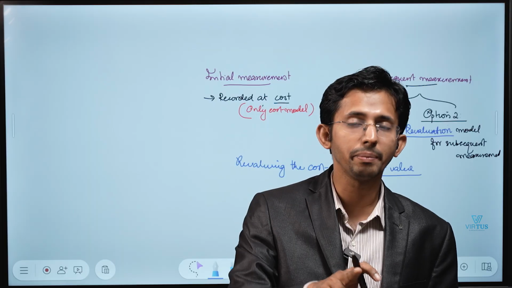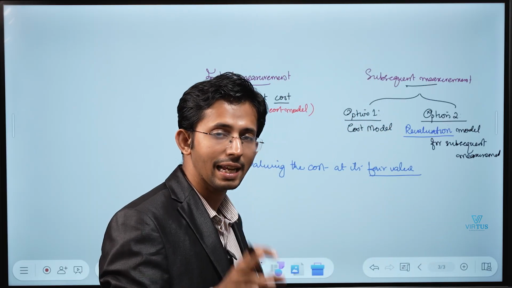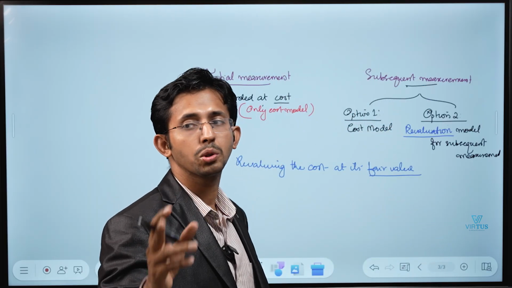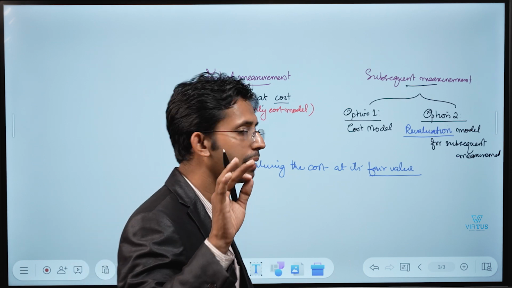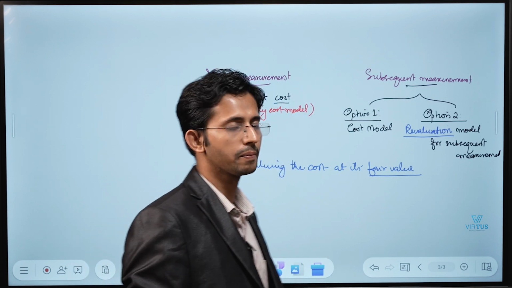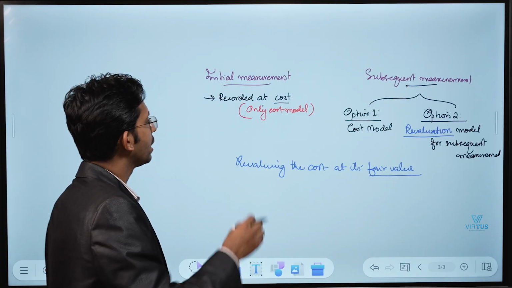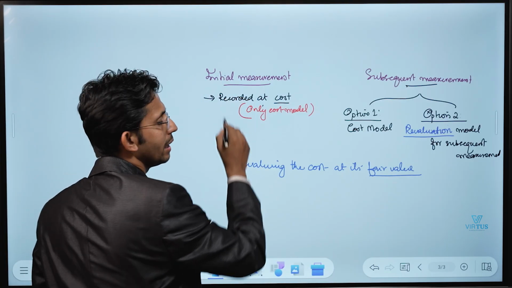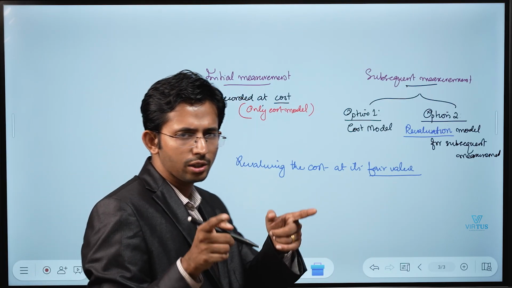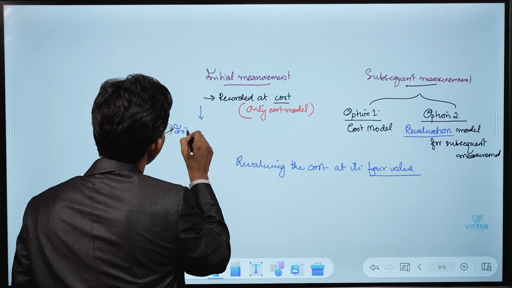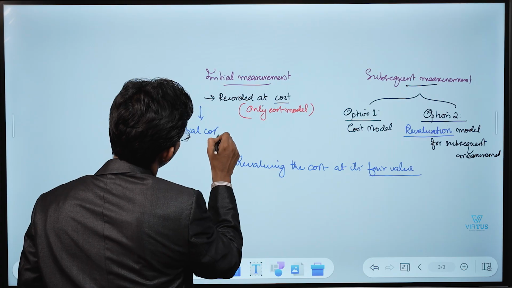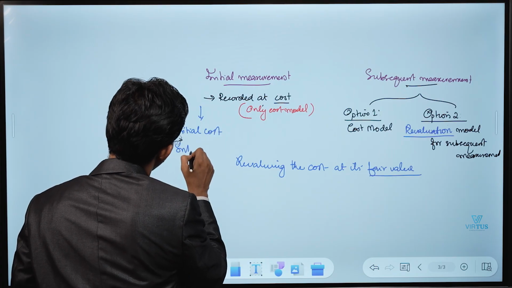Revaluation model, is it permitted? It is permitted in IND AS 16, but only for the subsequent measurement, not for the initial measurement. Initial measurement can be done only at cost. I hope that is clear. Now, when you talk about initial measurement, I told you there are 2 elements: initial cost plus subsequent cost.